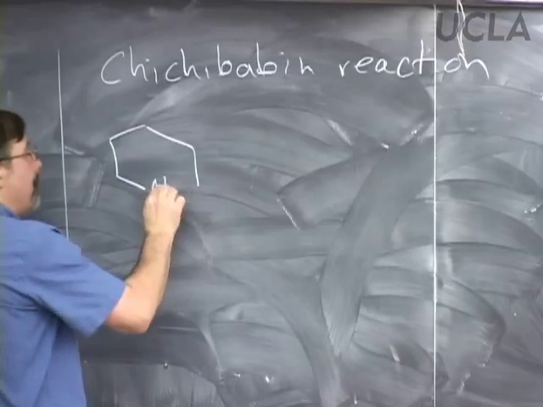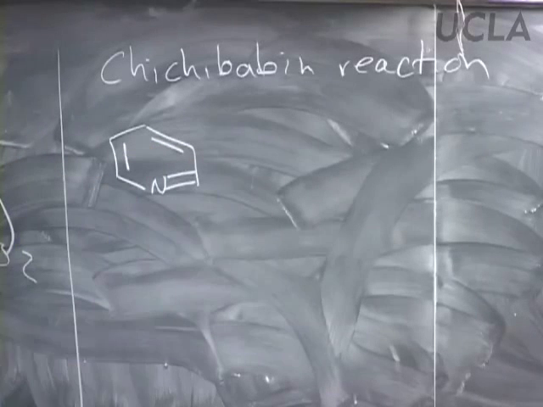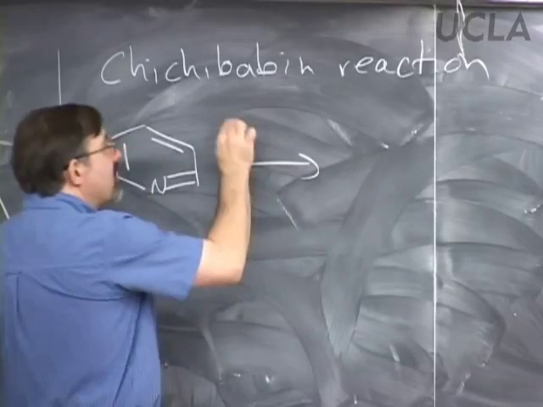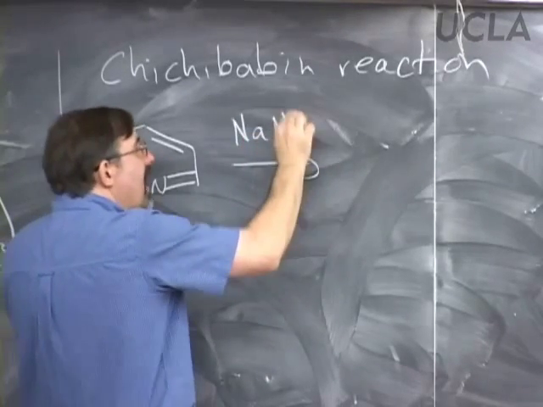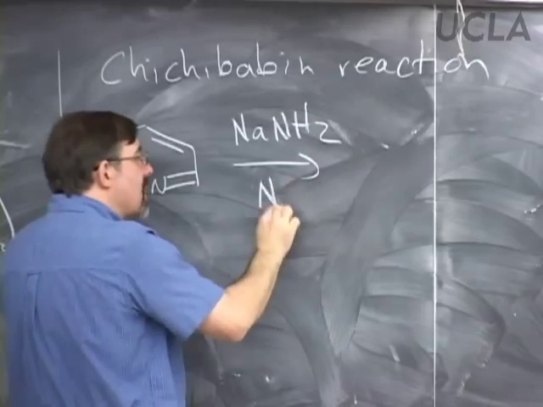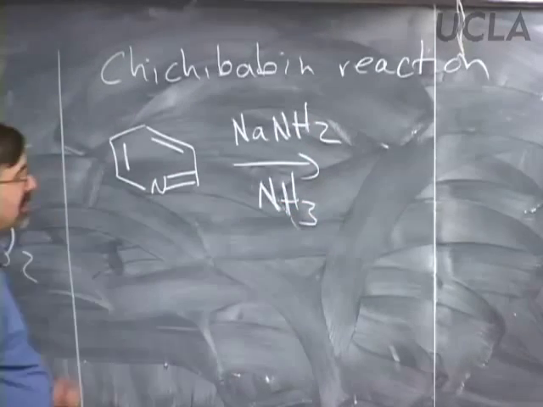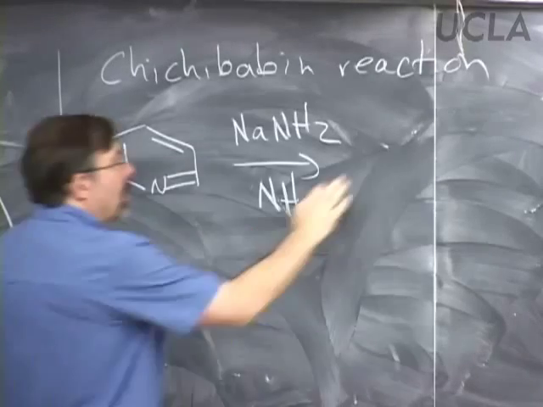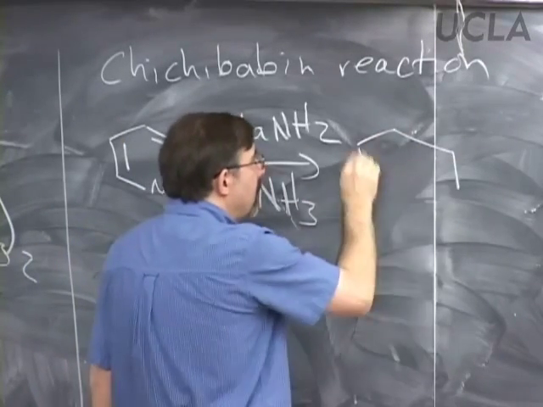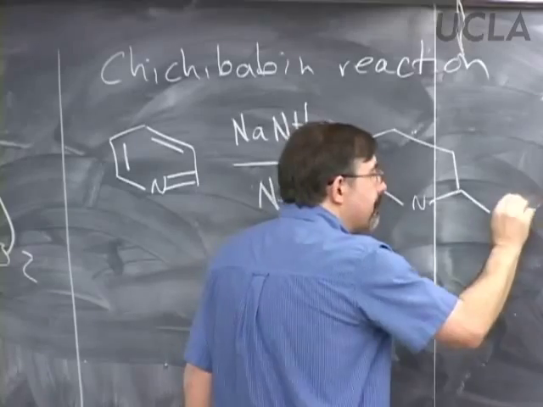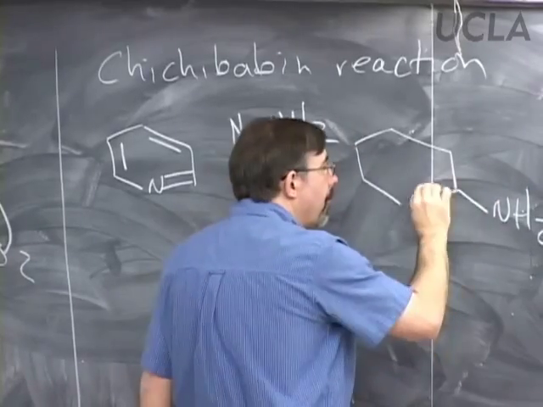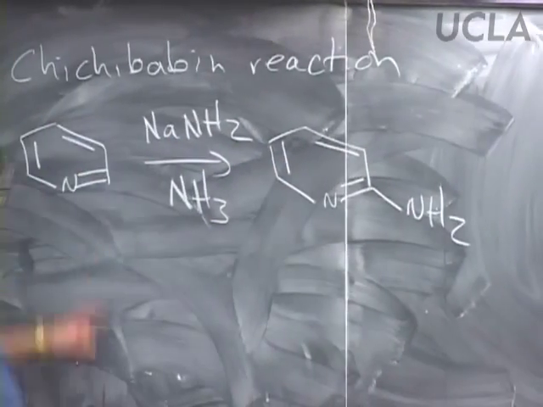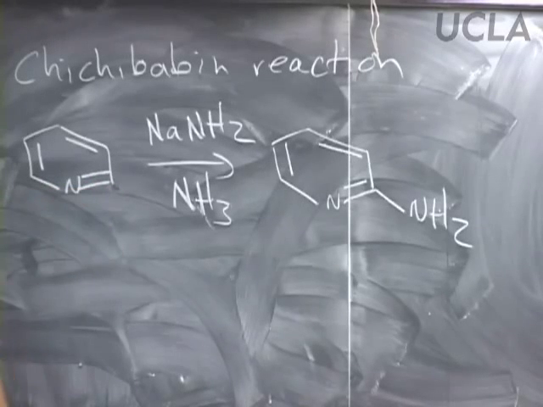If we take pyridine, that's like benzene, except we've replaced one of the carbons, the CHs, with a nitrogen. We can react that with NaNH2. Often we use ammonia, liquid ammonia, as the solvent for this reaction. And what happens is that a hydrogen on the carbon next door to the nitrogen gets replaced.